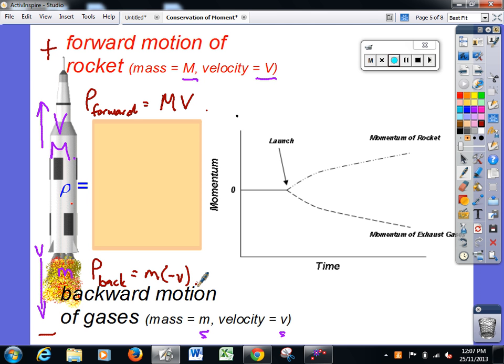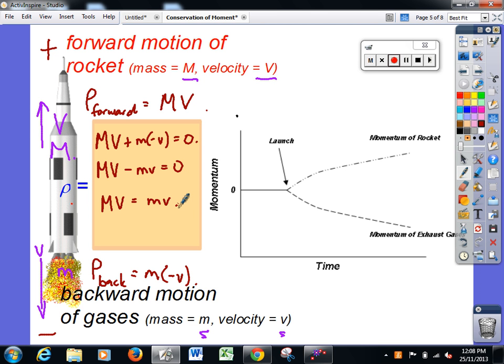Okay. The sum of these two must equal 0. So m capital V plus little m negative v must equal 0. In other words, m capital V minus mv must equal 0, or mv equals little m little v. Are we okay with that?